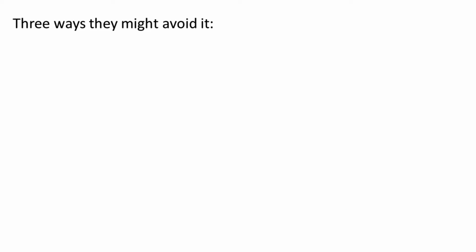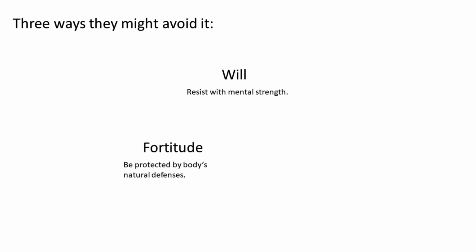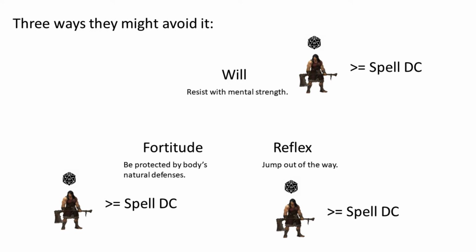There's 3 ways an opponent could avoid your spell. They could use their will to resist it with mental strength. They could use fortitude to be protected by their body's natural defenses and immunity, or they could use their reflexes to jump out of the way. All of these require them to make a roll and meet or exceed your spell DC.